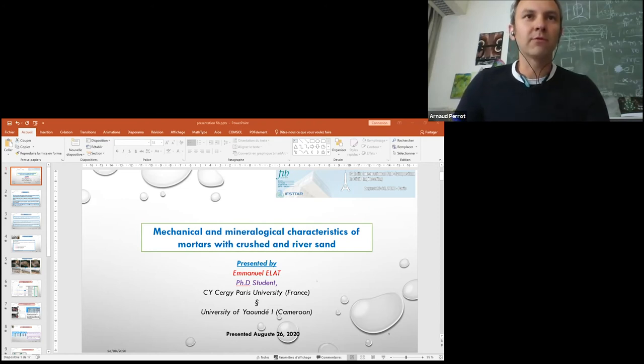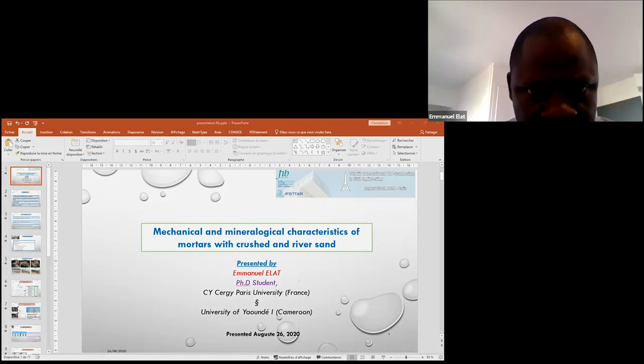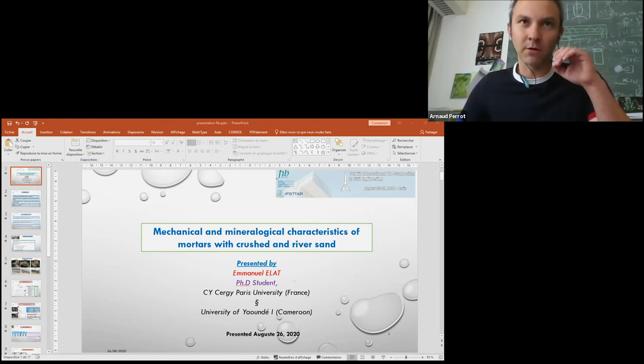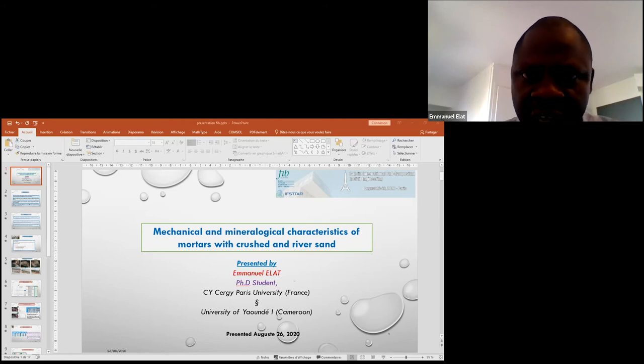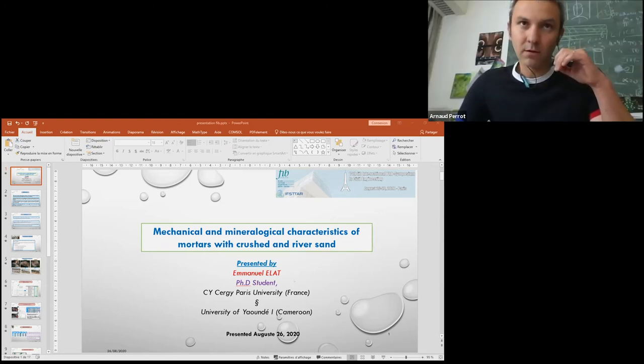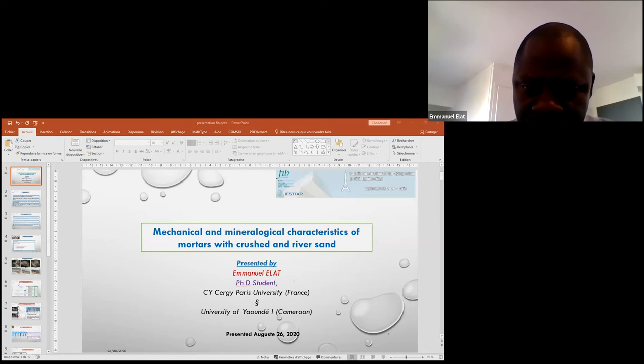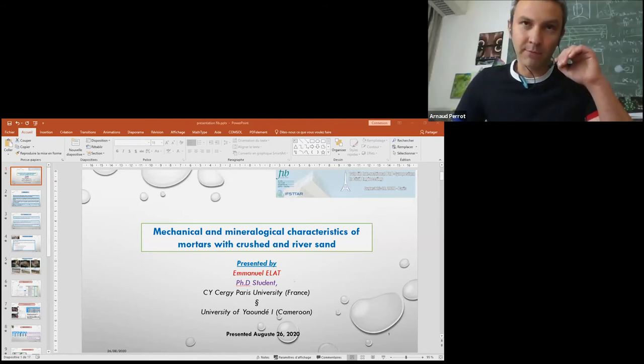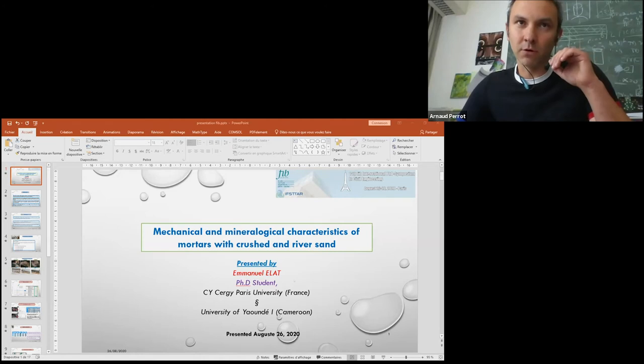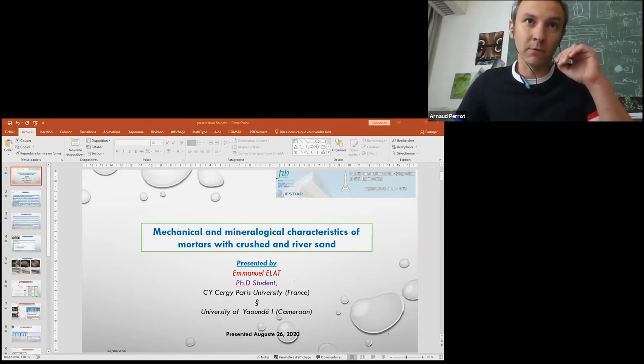Have you measured the density of your samples? Yeah. And have you found some differences between the different mortars? The mortars with crushed sand are higher than the mortar with river sand. But you have not talked about workability. And I wonder if it's workability issues that lead to the difference in densities and then in mechanical strength.